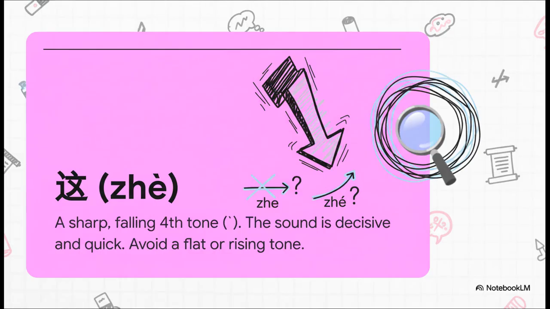Let's start at the beginning with 这, zhè. This is a fourth tone, the falling tone. I want you to think of it as a sharp, decisive command. It starts high and it drops quickly. Zhè. See? It's firm. A really common mistake for learners is to make it flat, or maybe even to make it rise. That changes the entire feeling of the word. Let's try it together. The correct way, and the incorrect way. Can you feel that difference? It's huge. It's the difference between making a statement and asking a question.